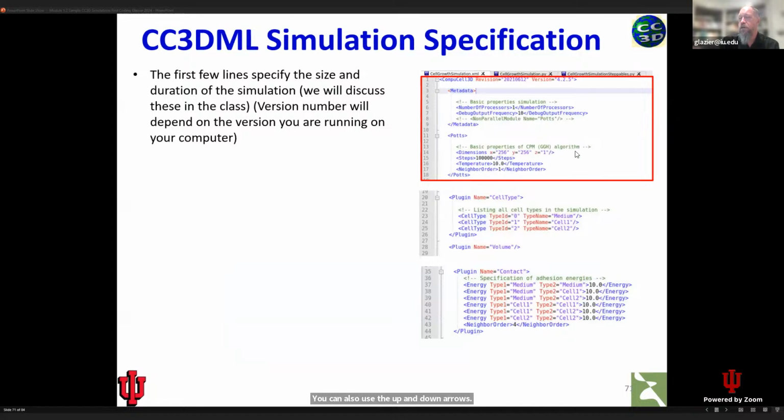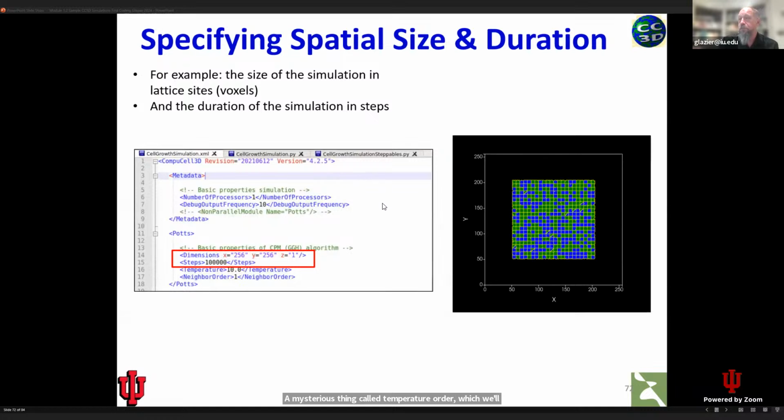If you scroll through that code, you will see a top box that starts out with CompuCell 3D revision such and such. And then the first block will say metadata. And somebody asked about parallelization. The first thing it says is number of processors. And that allows you to define how much parallelization you want to use, if any. It'll also have things that say dimensions, how long the simulation runs, a mysterious thing called temperature and neighbor order, which we'll come back to in the next lecture. Let's just look at one subcomponent to that.